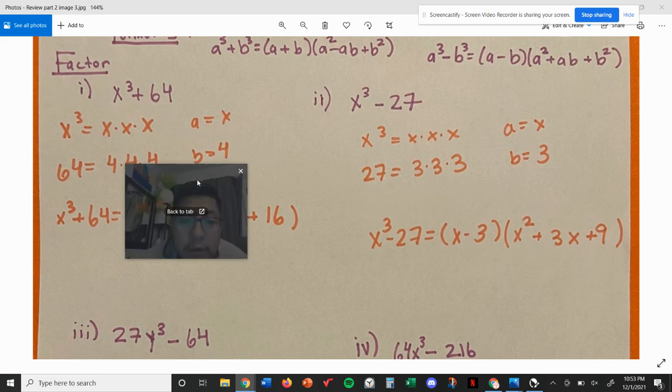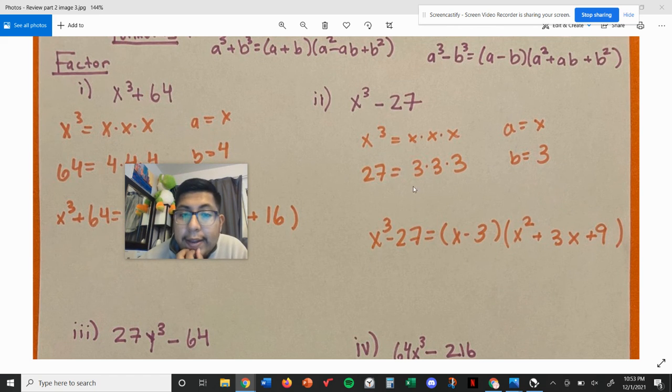For this one, we had x cubed minus 27. x times x times x gives me x cubed, so that's a. 3 times 3 times 3 is 27, so that's b. Plug them in: x minus 3, because it's minus, so I'm using the formula with a minus in the problem, not the plus one. So we have x minus 3, x squared plus 3x plus 9, because 3 squared is 9, and x squared is just x squared.